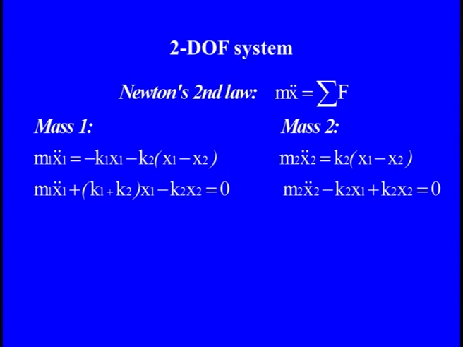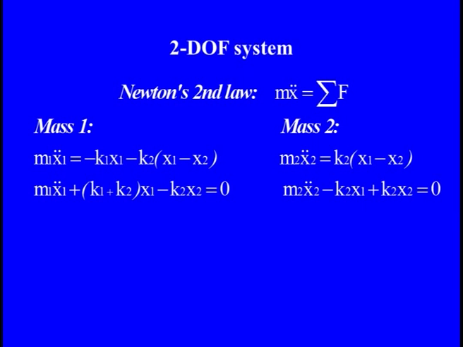When we apply these conditions to get the equation of motion, we can go first to the M1 mass. For M1, the force balance equation says that the inertia force M1 x1 double dot equals minus K1 x1 minus K2 into x1 minus x2. With this, we can frame the equation of motion as you can see on your screen: M1 x1 double dot plus K1 plus K2 times x1 minus K2 x2 equals 0.